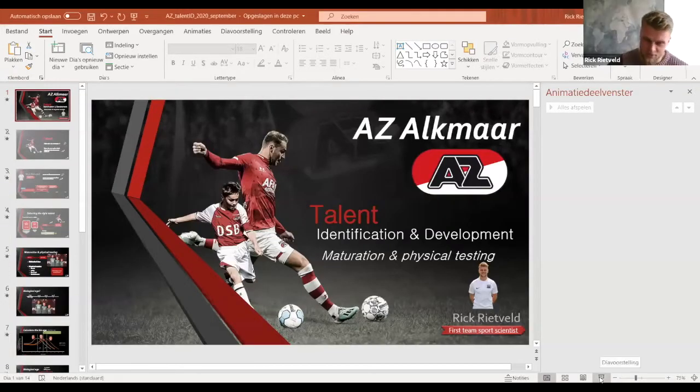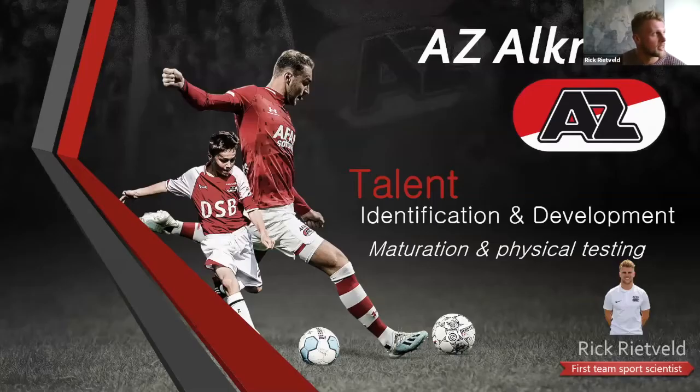I will kick off with my presentation about AZ Alkmaar and how we do it. I will use biological age and our physical testing as a way of communicating and creating a culture at AZ Alkmaar where everybody speaks the same language. And I think that's one of the key factors which helped our academy to develop such good players. So thank you all for joining this session.